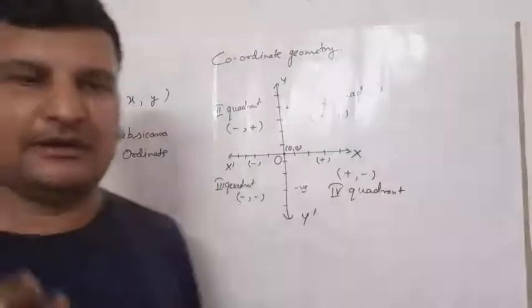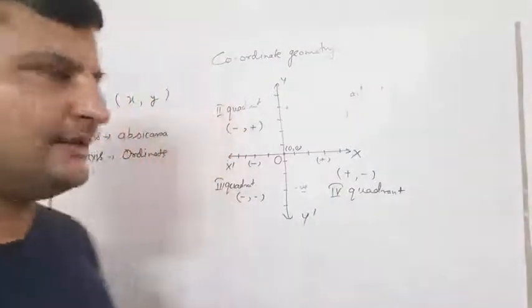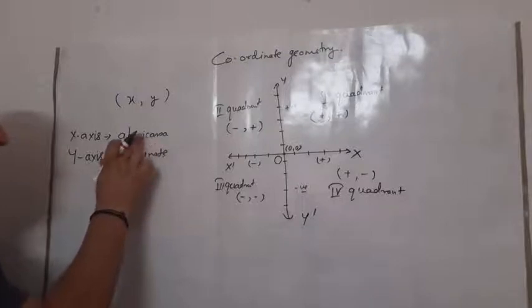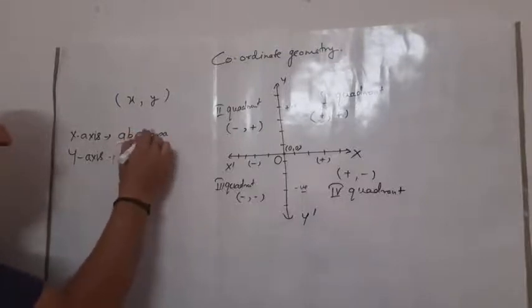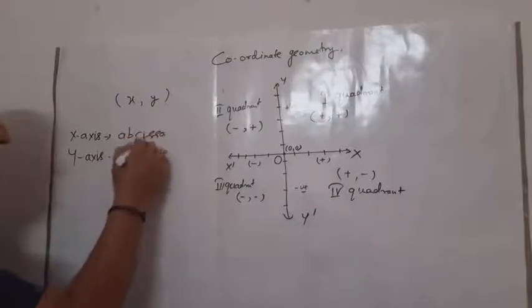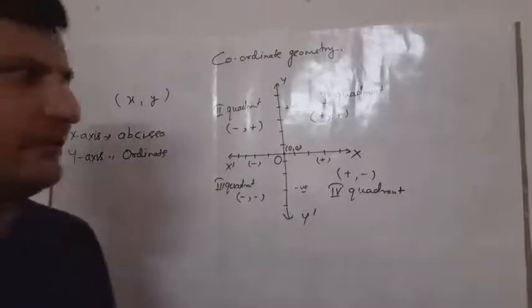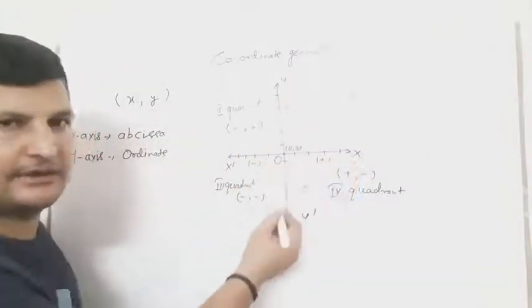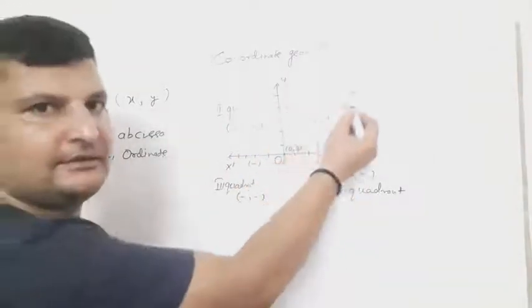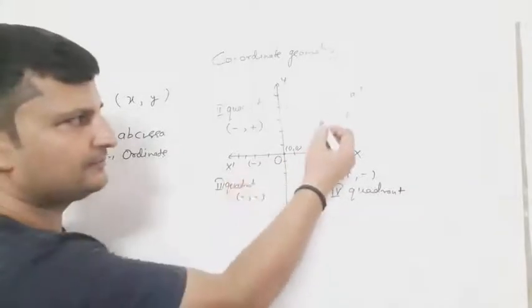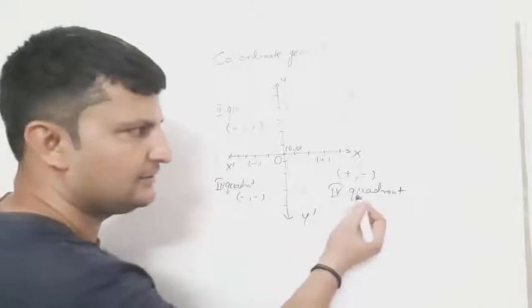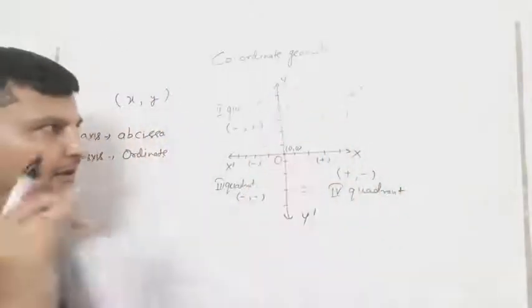So the other name of the x-axis is abscissa, and the y-axis is ordinate. This is called the x-axis, this is called the y-axis, this is called the origin. These are the four quadrants. First one is plus plus, second is minus plus, third is minus minus, fourth is plus and minus.